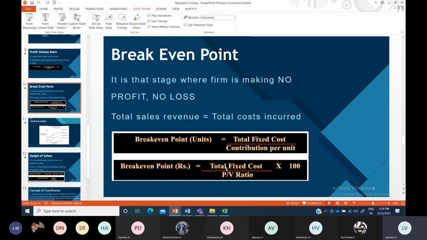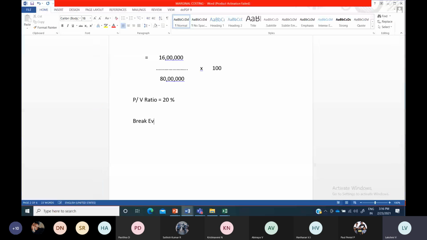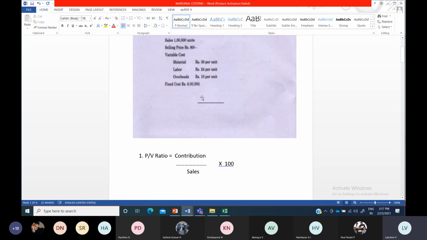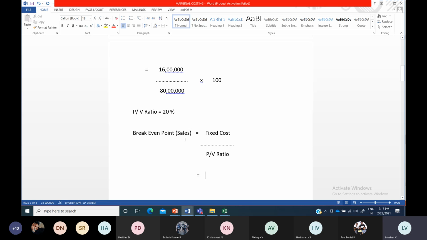So let us mention here break even point in rupees or in sales, whatever it might be. Okay, so the formula is total fixed cost, or fixed cost, divided by PV ratio. Okay, so fixed cost, just refer how much amount it is, actually 6 lakhs, I think so. Fixed cost is 6 lakhs. Okay, PV ratio, if you see, it is 20%.